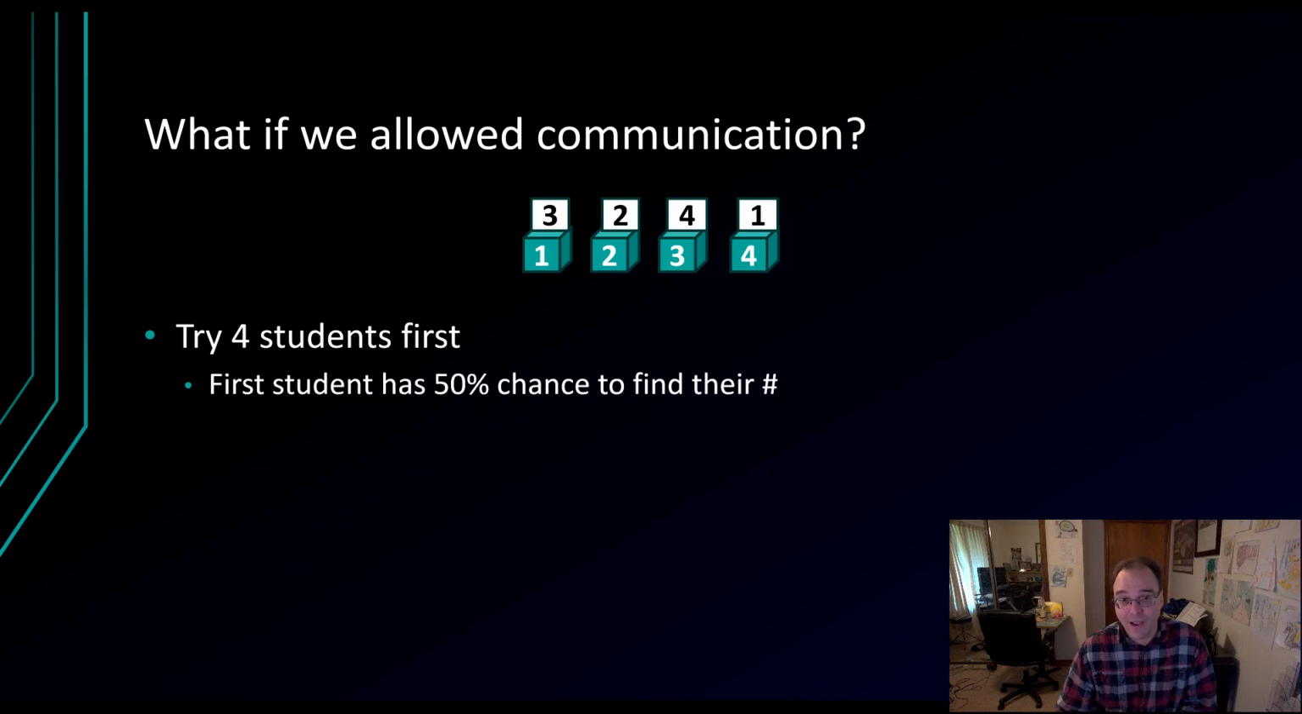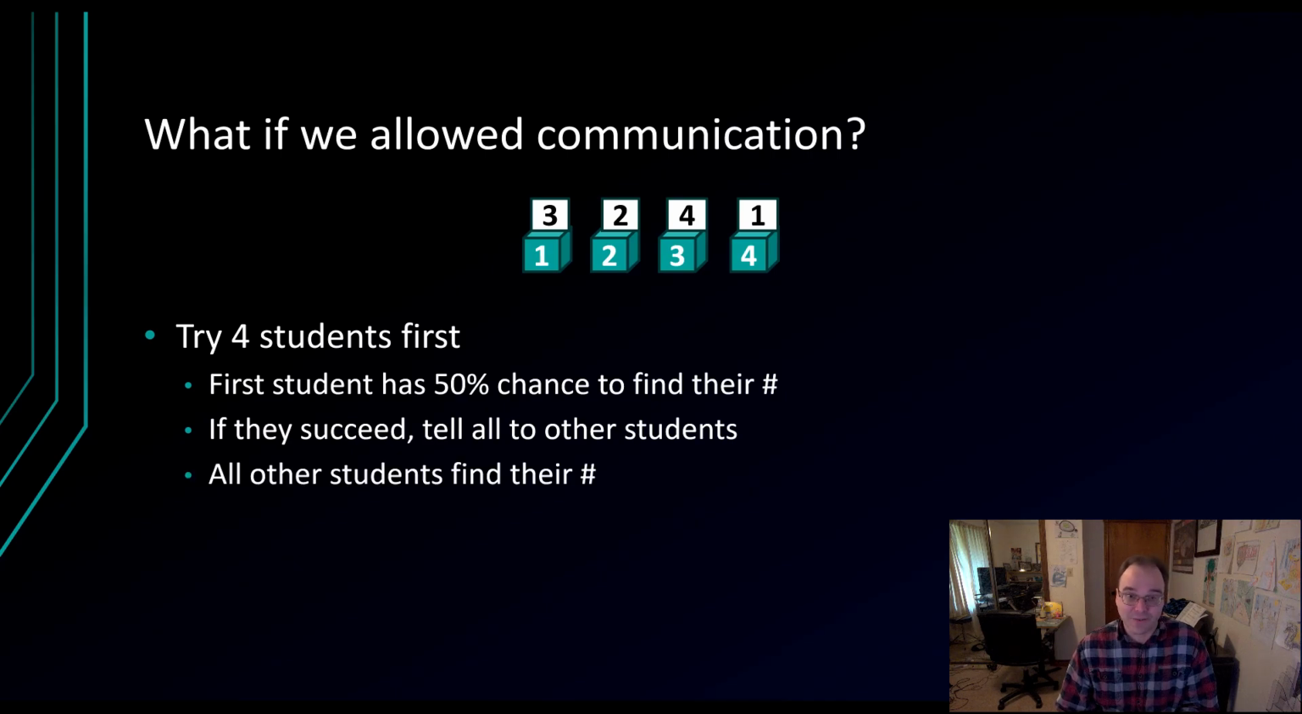So they leave the room and they blab to everybody. Tell everything. I opened boxes 3 and 4, and I saw the numbers 1 and 4. So students 2 and 3, do the exact opposite of what I just did: open boxes 1 and 2, basically. And student 4, make sure you open box 3. So basically, all of the other students can find their number immediately if we allow communication, right? Everyone else gets to open the other half of the boxes if the first student didn't see their number.